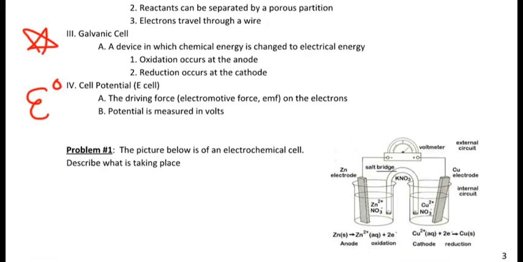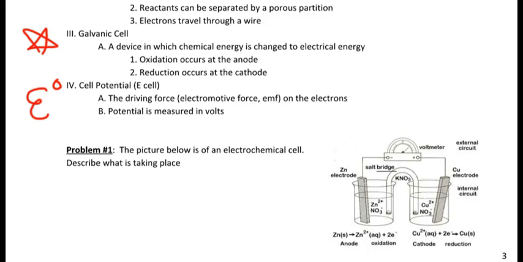All right, so what is a galvanic cell? It is a device in which the chemical energy is changed into electrical energy. Again, oxidation occurs at the anode, reduction occurs at the cathode. There's something called the cell potential. You will also see that written as a cursive E with a little naught. What does that tell you? It is at standard conditions. Don't worry, we will talk later about what happens if it's not in standard conditions. The driving force, the electromotive force on the electrons, is measured in volts.